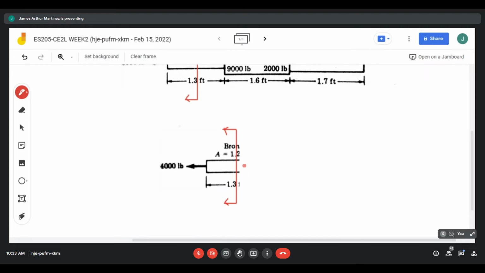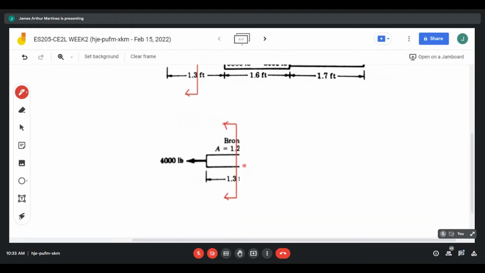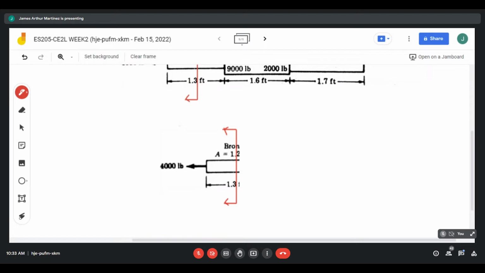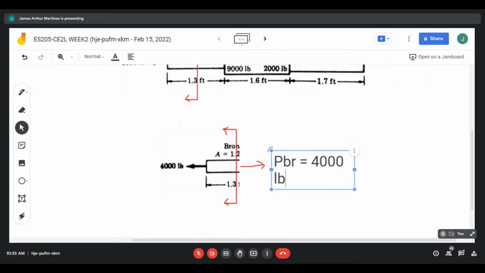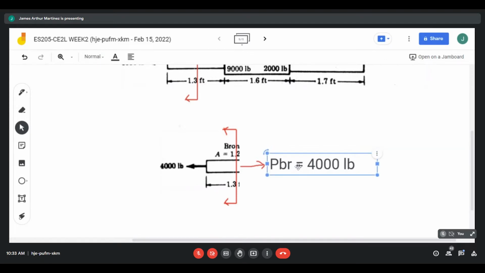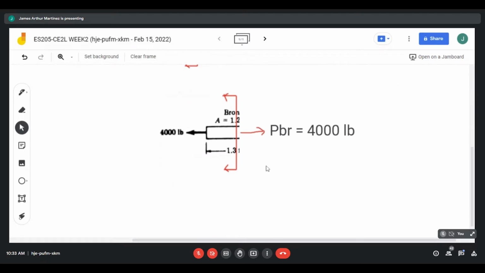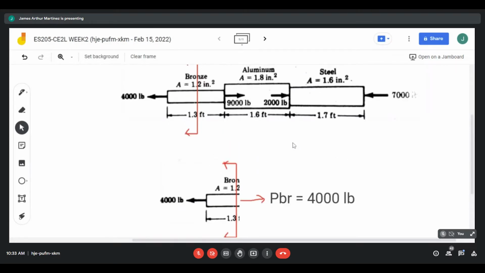And when the plane cuts, the internal reaction or internal force is displayed. In this case, to maintain static equilibrium, the internal force at bronze, which I will name P_BR, is just equal to 4,000 pounds. That is just the summation of forces on the x-axis, and since 4,000 is the only force acting, it is simply resisted or equated. So, action and reaction.